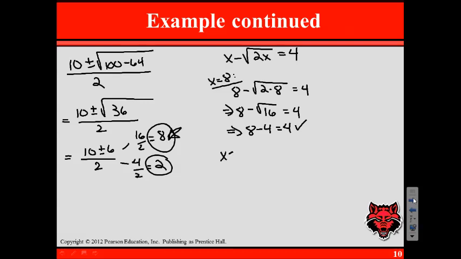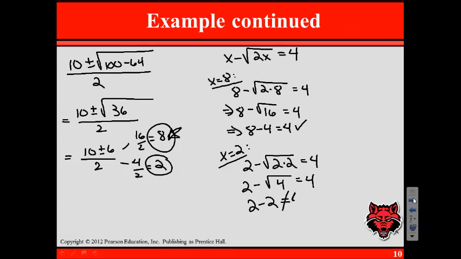Let's try it also with x equals 2. This is 2 minus square root of 2 times 2 equals 4, or 2 minus square root of 4 equals 4. The square root of 4 is 2, so 2 minus 2 does not equal 4. That would equal 0. So 2 is a bad solution. We get rid of the 2, and the only answer is 8.